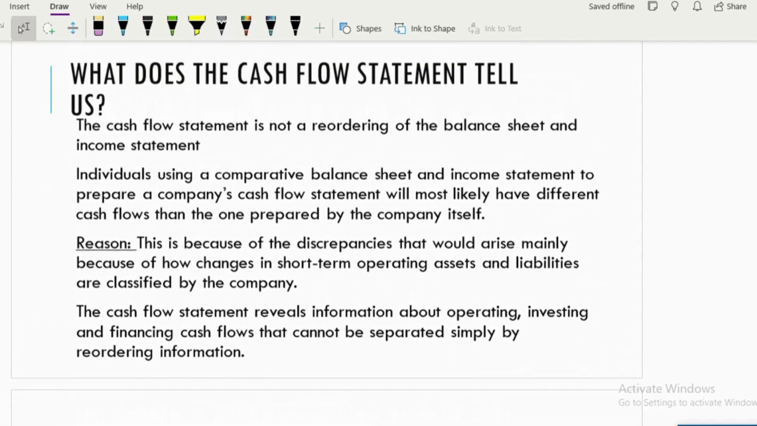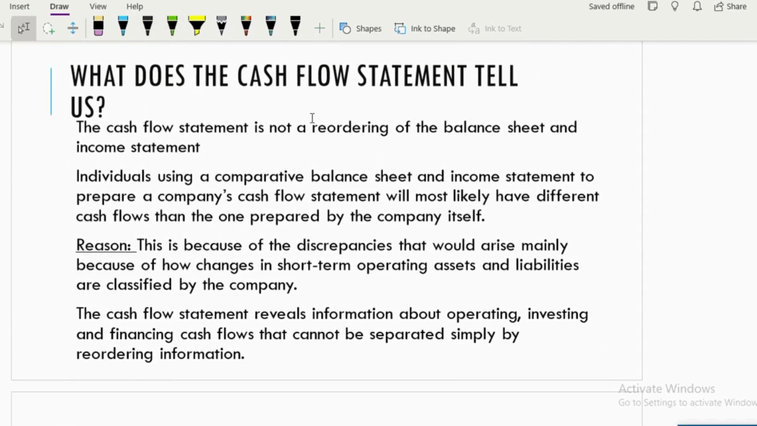So what does the cash flow statement tell us? The cash flow statement is not just shuffling the balance sheet and income statement. It's actually showing us the true cash position of the company. So individuals using a comparative balance sheet and income statement to prepare the company's cash flow statement will most likely have different cash flows than the one prepared by the company, because the disclosed information to us is only in the form of income statement and balance sheet, and the company has more details.